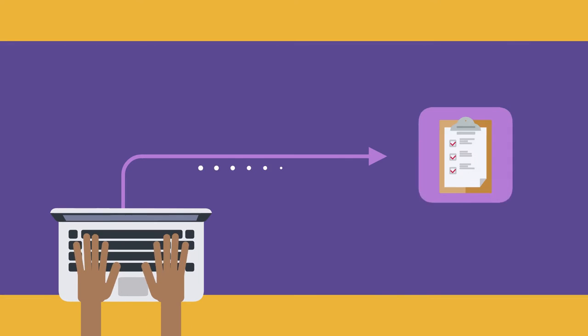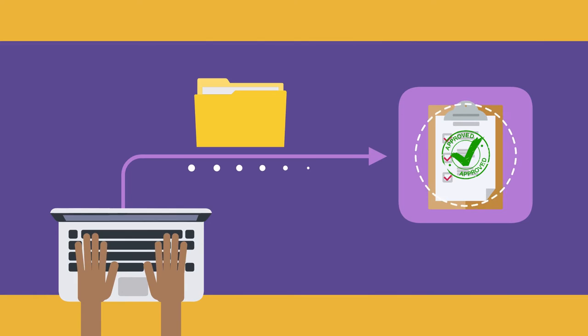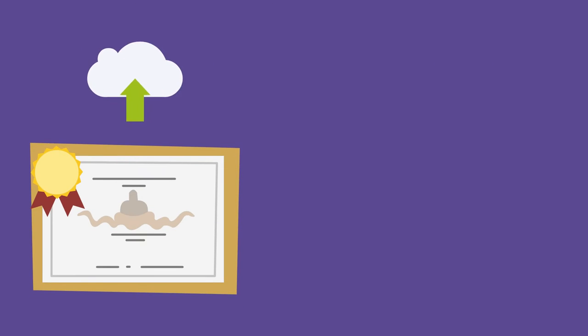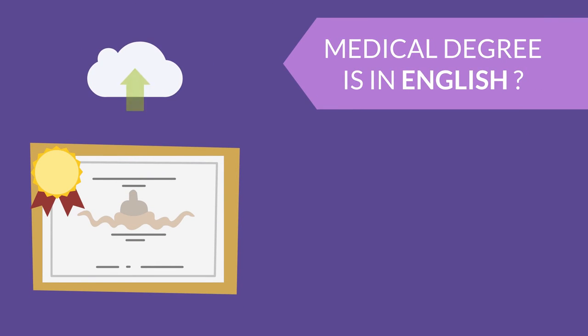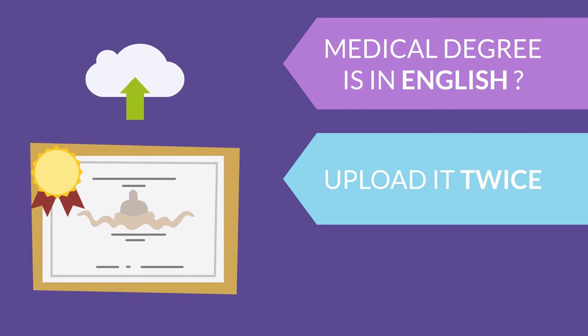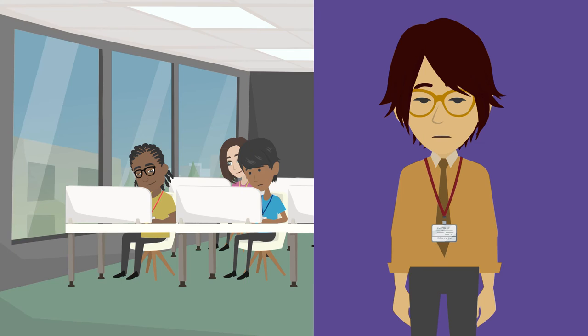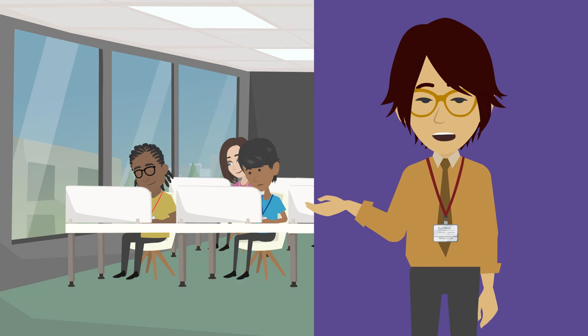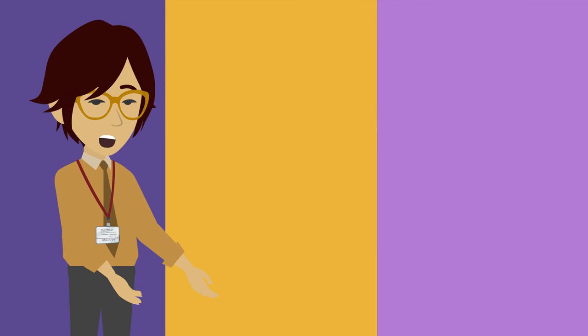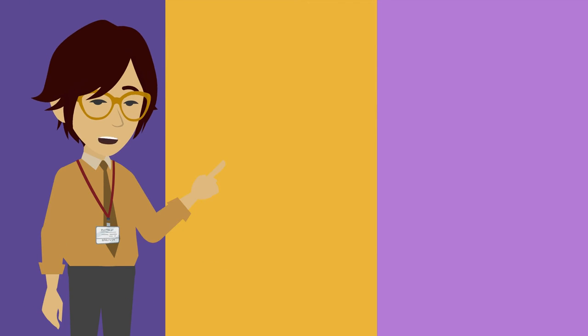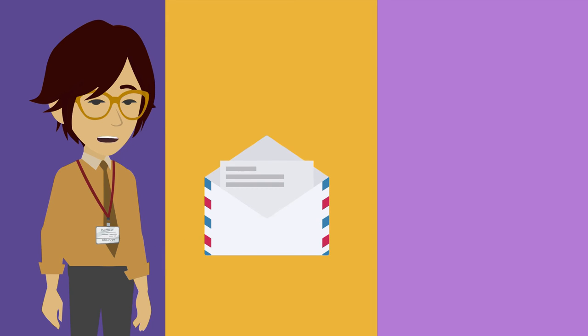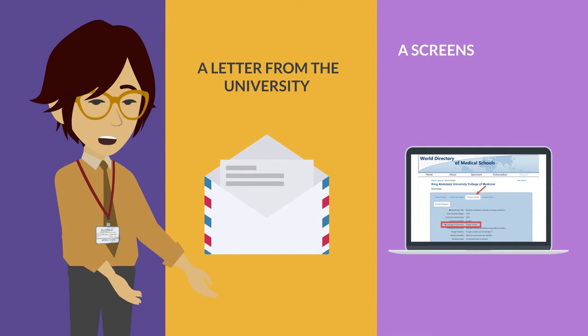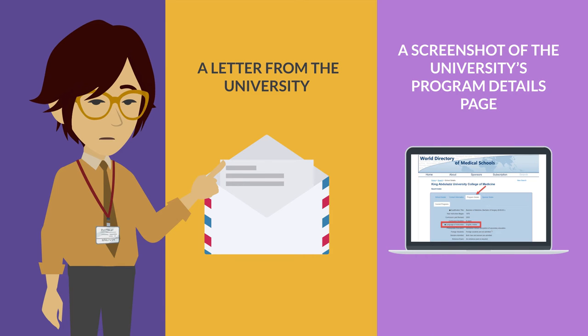You must submit all these documents for your application to be considered complete. Note that if the confirmation of your medical degree is in English, you must upload it twice, both under Medical Degree Original and Medical Degree English Translation. Also, if any of your education was completed in English, you do not need to write an English proficiency test. However, you must provide evidence confirming the language of instruction was English in the form of a letter from the university or a screenshot of the university's program details page in the World Directory of Medical Schools.